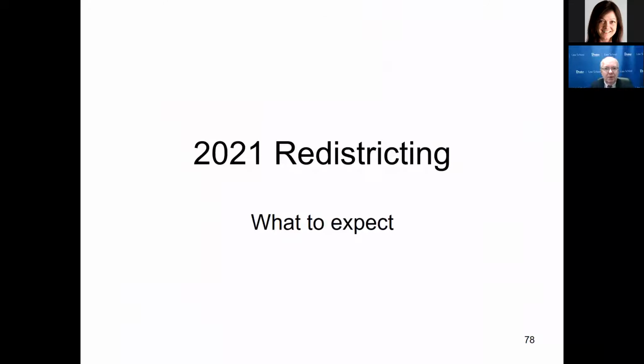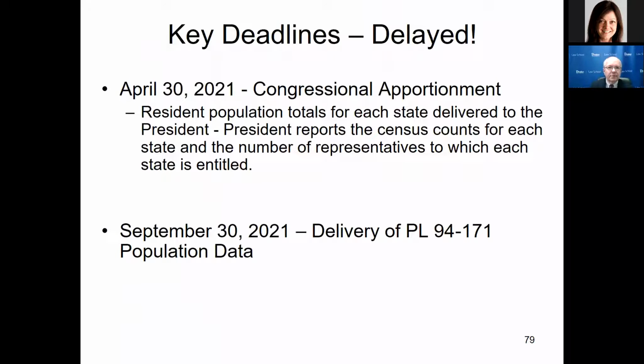So what can we expect here in 2021? Obviously, the key factor impacting redistricting this cycle is that the two key deadlines at the federal statutory level have been delayed. The Census Bureau has indicated that congressional apportionment will be completed by April 30, 2021, 4 months after the required date. On that date, the resident population totals for each state will be delivered to the president. The president will then report the census count for each state and the number of representatives to which each state is entitled.